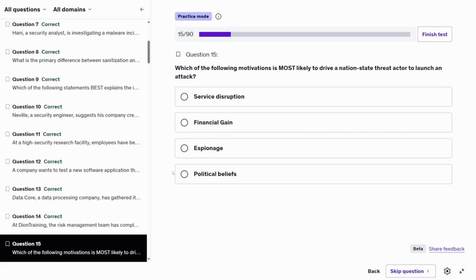Which of the following motivations is most likely to drive a nation-state threat actor to launch an attack?